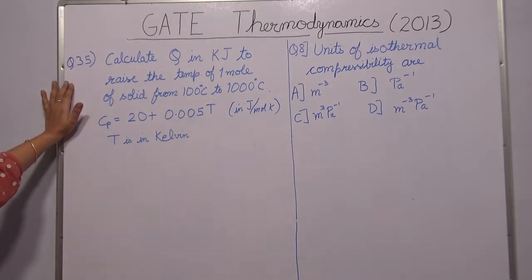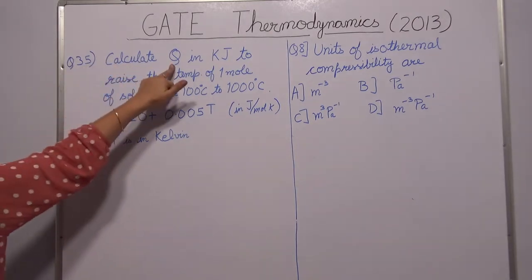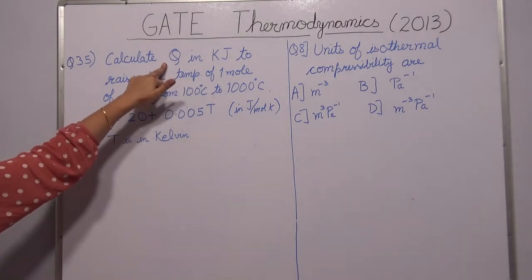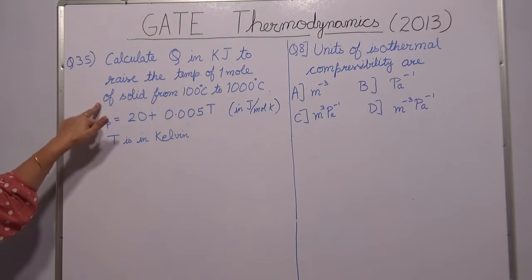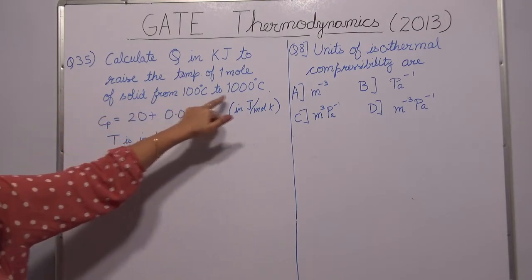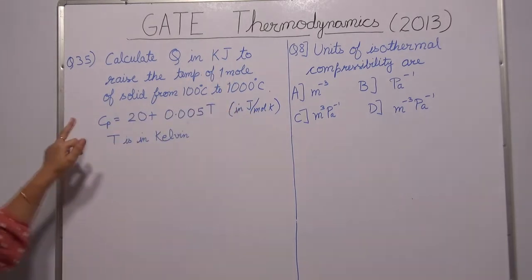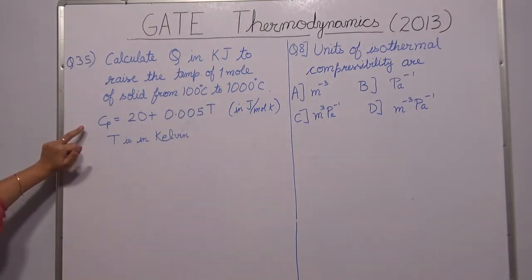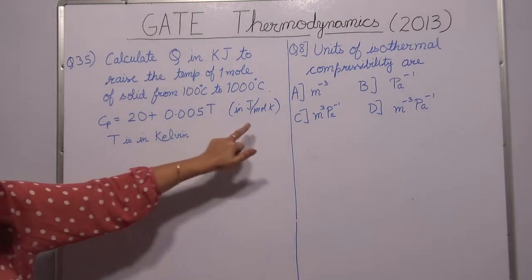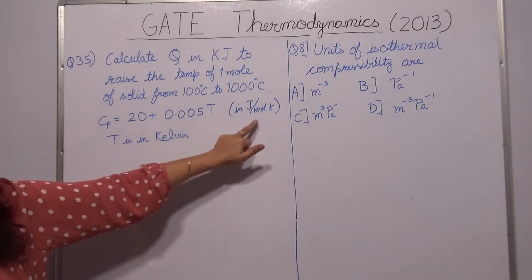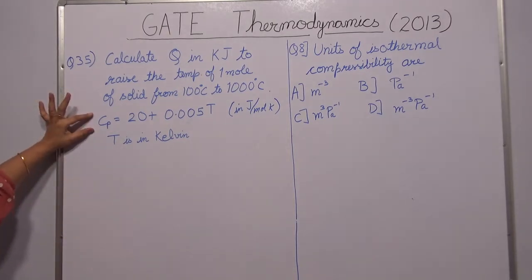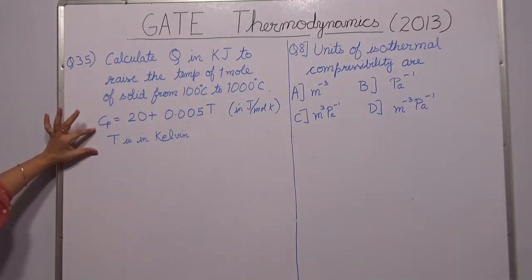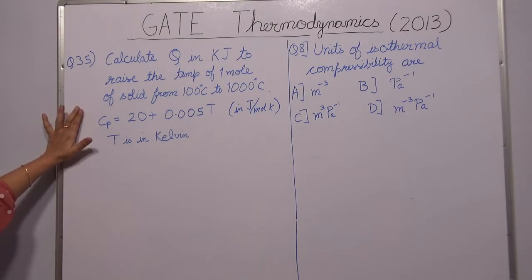It asks you to calculate the heat transfer or heat that needs to be supplied Q in kilojoules to raise the temperature of 1 mole of a solid from 100 degrees centigrade to 1000 degrees centigrade. They have given you the value of Cp as a function of temperature. The units are joule per mole per Kelvin, and they have said that with this particular relation you have to use temperature in Kelvin. Further, they have told you that there is no phase change which is taking place.